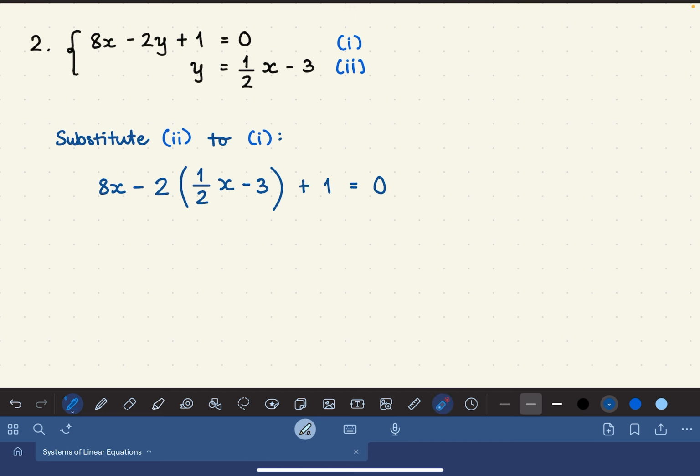Then from there, let us simplify this one. We start by multiplying 2 here. So by multiplying 2, we will obtain 8x minus x. Since for this first one, when you multiply this here, the 2's would cancel.